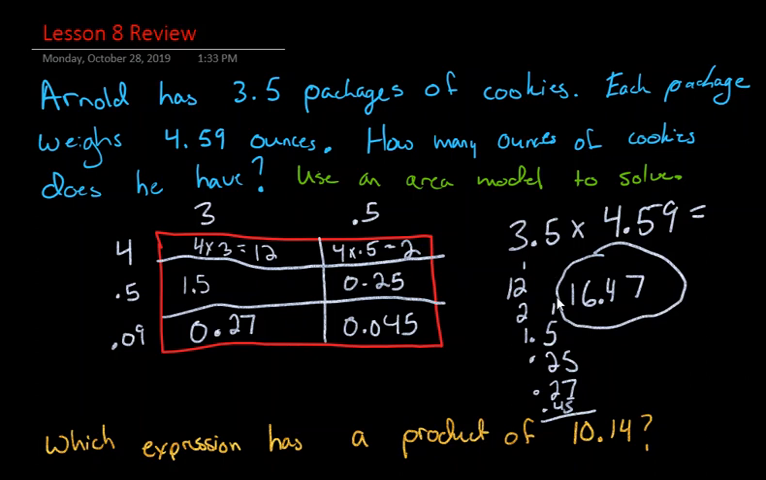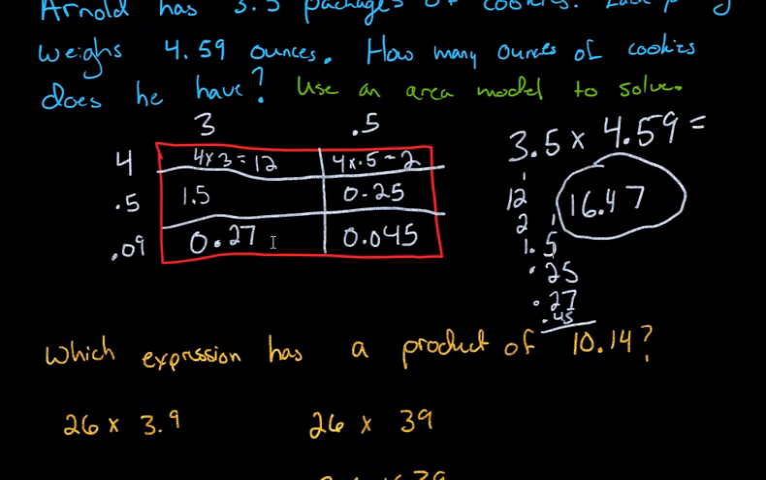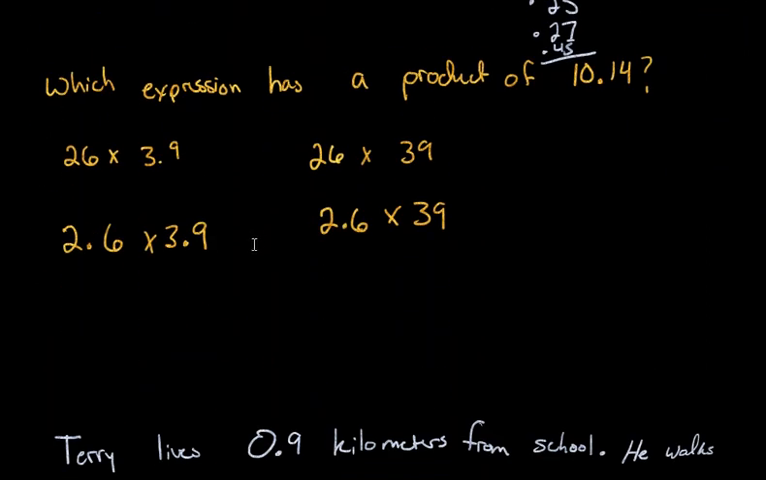I should have given myself more room. But guys, really simple. This is just how we multiplied before. We're just breaking it up by place value. All right, let's move on to the next question.